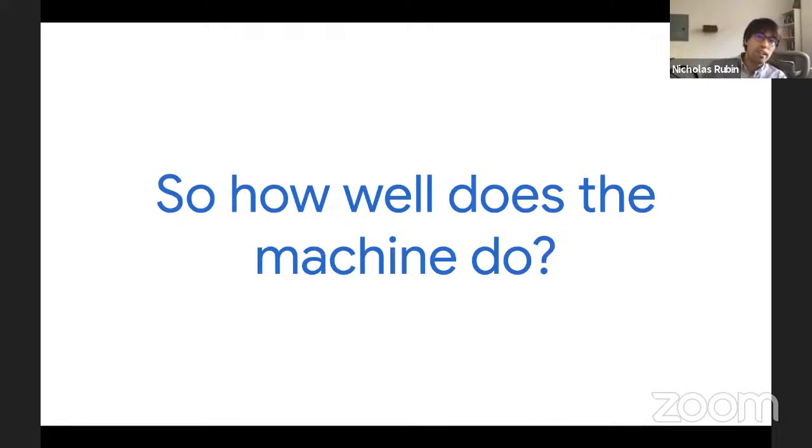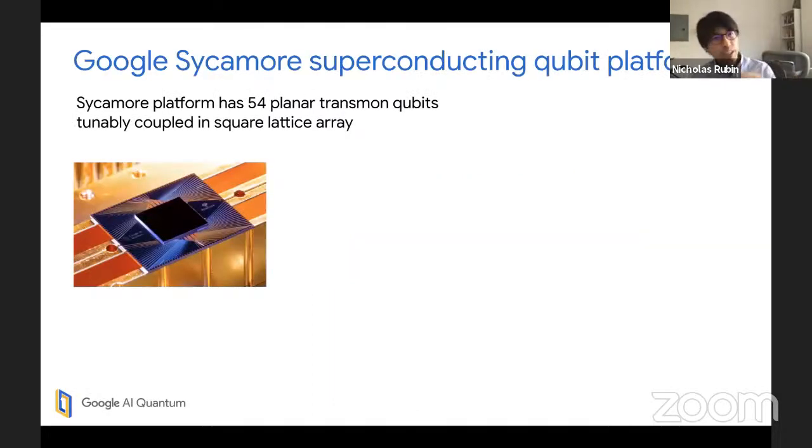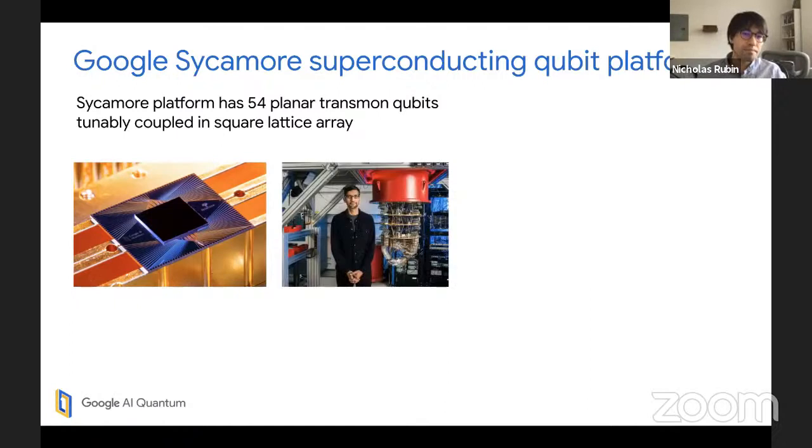Okay, so for the last, I think, 10 minutes here, I'd like to talk about how well the machine does and what we get out of the experiment. So I'm sure many of you know Sycamore by now. It's a superconducting qubit platform. It has 54 transmons in a planar array. They're tunably coupled. They give you a gate like the FSIM gate.